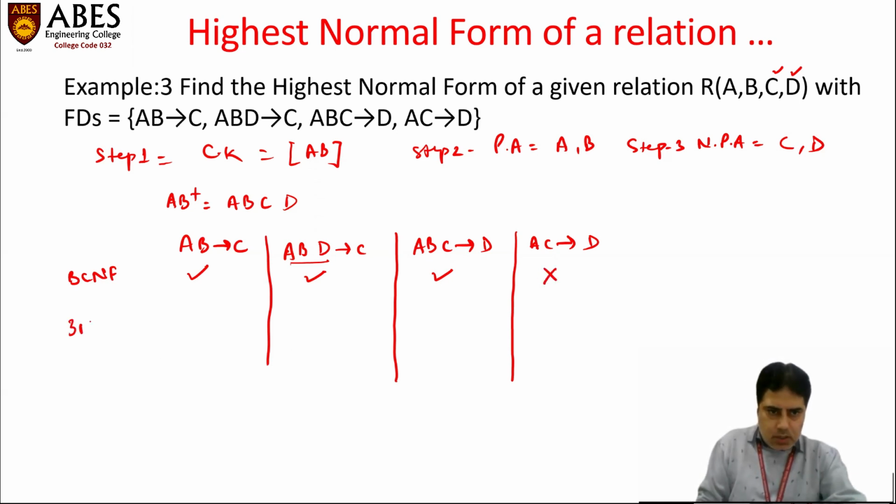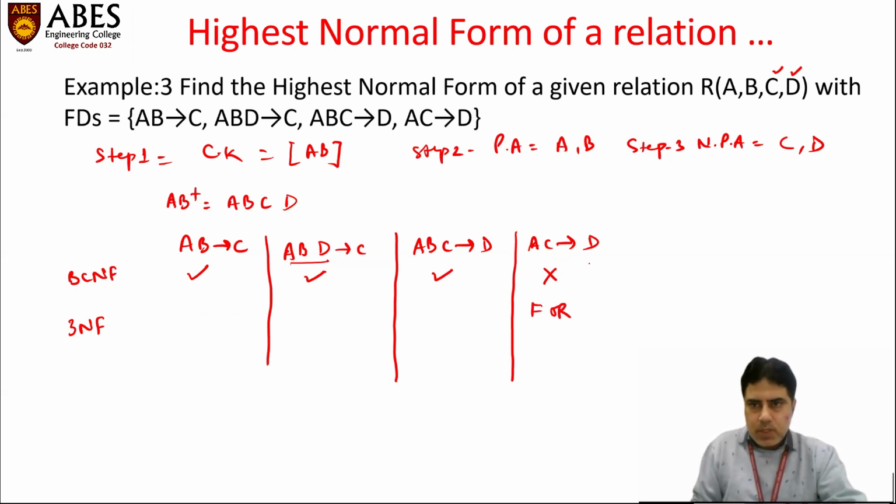Now check for 3NF. We will check this functional dependency. For 3NF, the left-hand side should be the candidate key. This is false, or the right-hand side should be a prime attribute. This is a non-prime attribute. This is also false. So false or false is false. So this is not in 3NF.